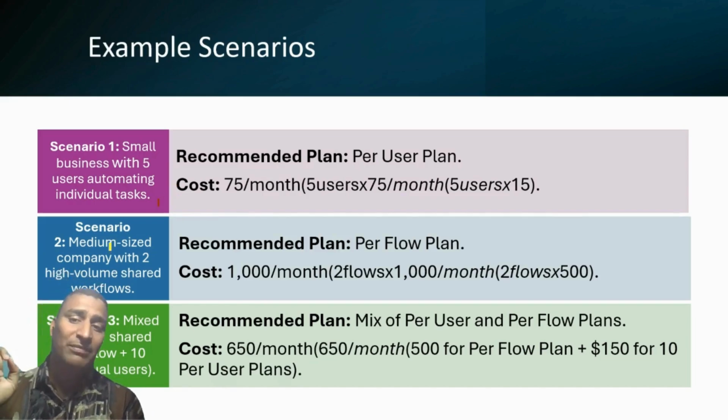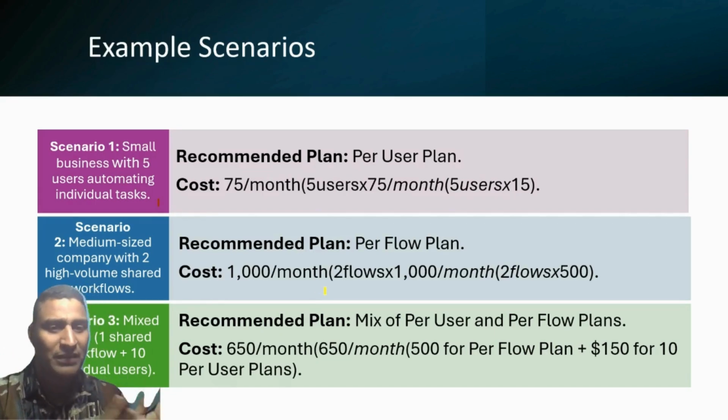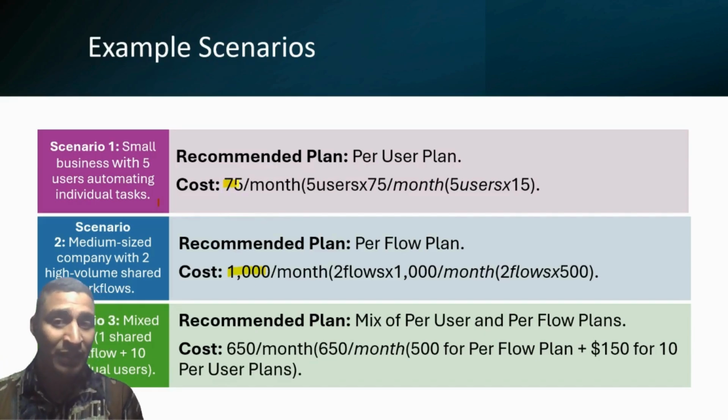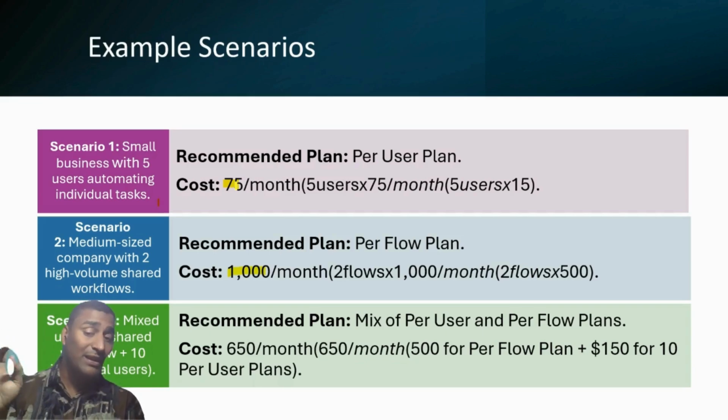Whereas coming to a medium-sized company, for them I can suggest the per flow plan. Two flows, which is a two flow plan, is 1,000 per month, and two flows will be 2 into 500, which will be very helpful to you. Here the bill you are getting is around $1,000, and here you can get it for only $75. See, there is a very big difference here.